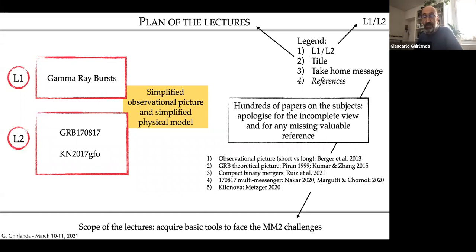I tried to make a short list, which of course remains with you after the lectures, of these 5 references, which are, in my opinion, very nice reviews on the different topics that I will try to touch during these 2 lectures. So for any further information you may need, you can go to these reviews, where you can find, as in any review, starting information and a lot of references to go deeper into the subject.